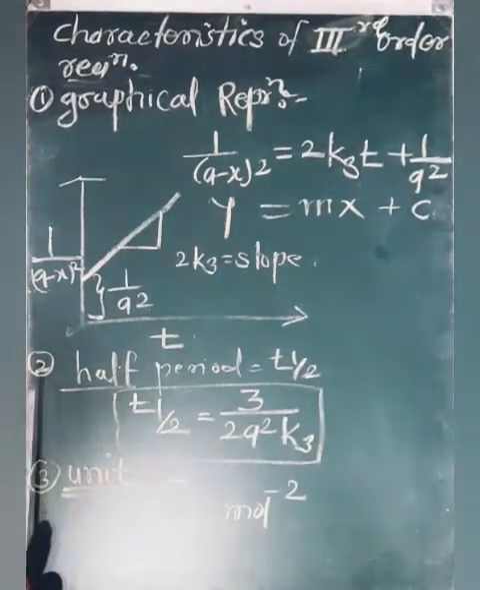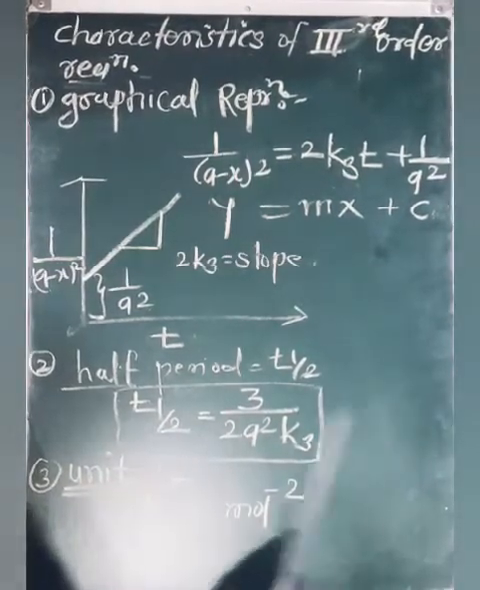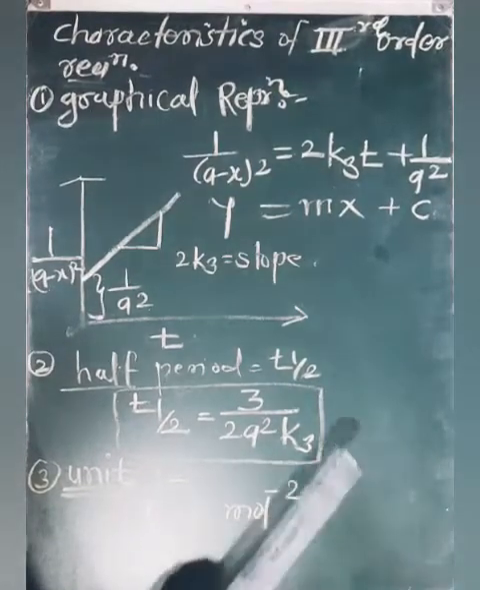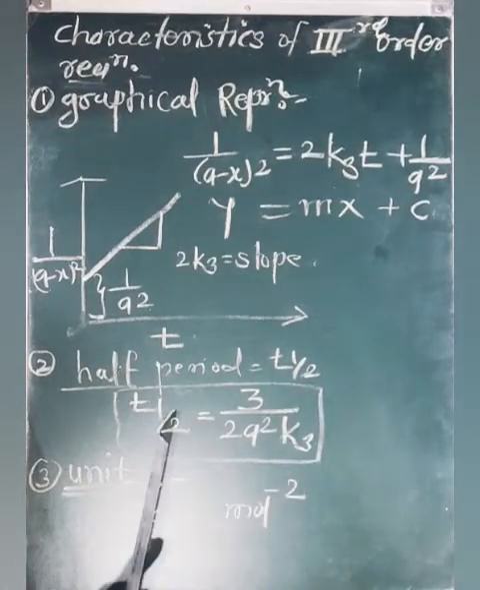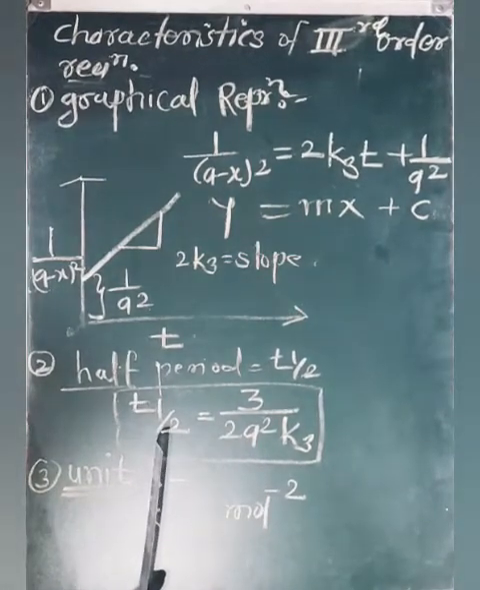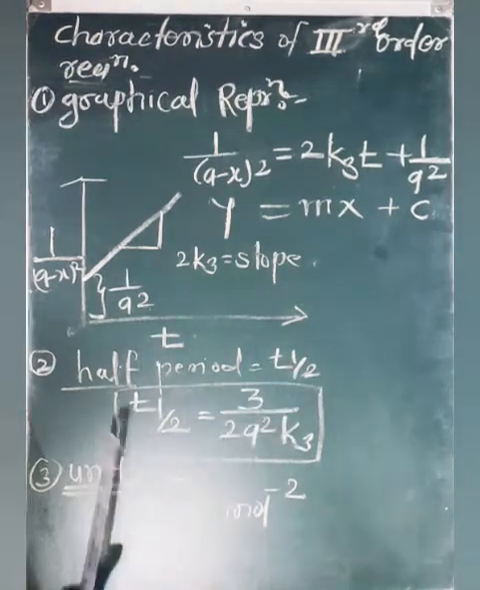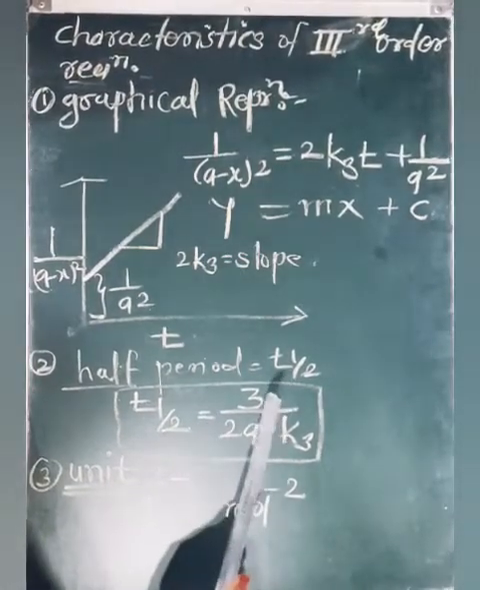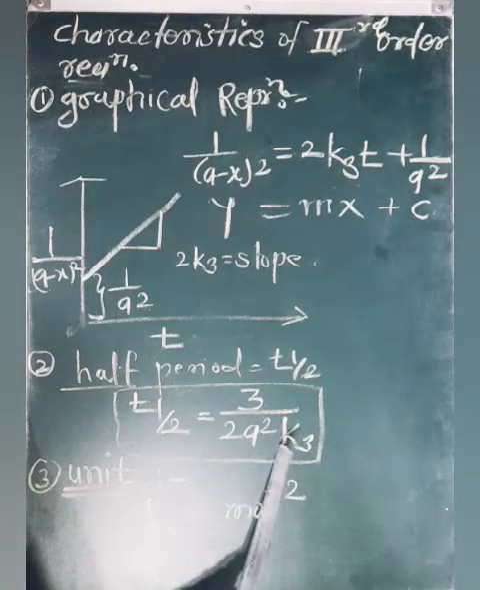Now the second thing is very important, that is the half-life period, T1/2. Half-life period is defined as the time required for the initial concentration of the reactant to be reduced to exactly half. That time is known as the half-life period. When we substitute half the initial concentration and T1/2 in the third order rate equation, we get T1/2 is equal to 3 upon 2 a square k3.